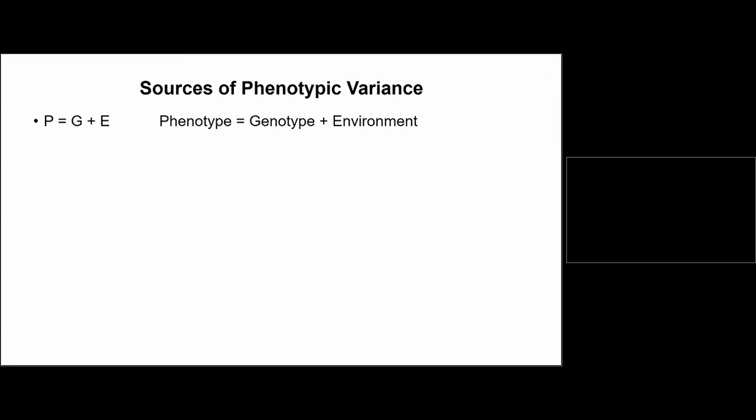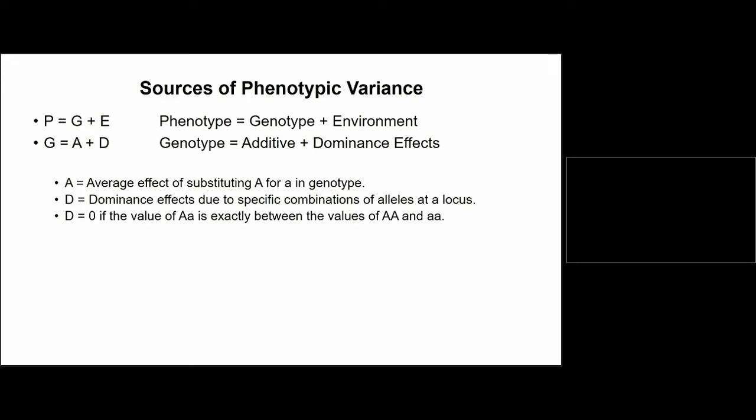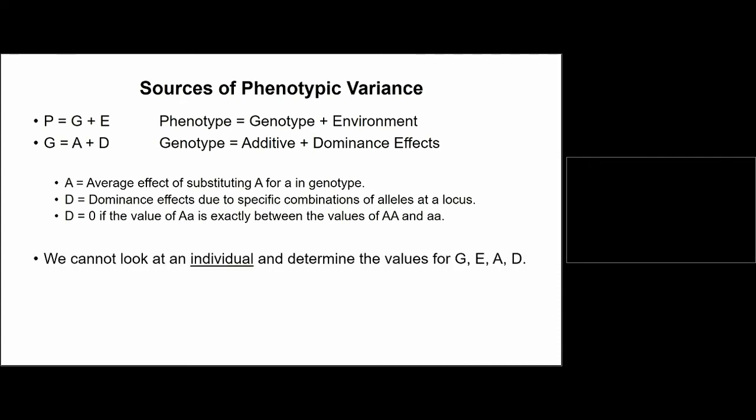Okay, so going back to the sources of phenotypic variation, same slide I showed you 2 slides ago. The phenotype is genotype plus environment. The genotype is due to both additive and dominant effects. Additive effects is the average effect of substituting big A for little a. Dominant effects has to do with the relationships with the dominant alleles. If the value of big A, little a is exactly between the two homozygotes, the additive effect is 1 and dominant effects are 0.